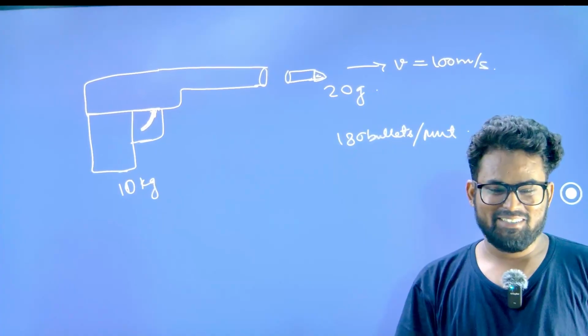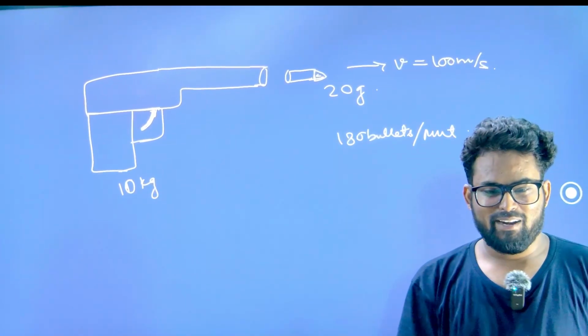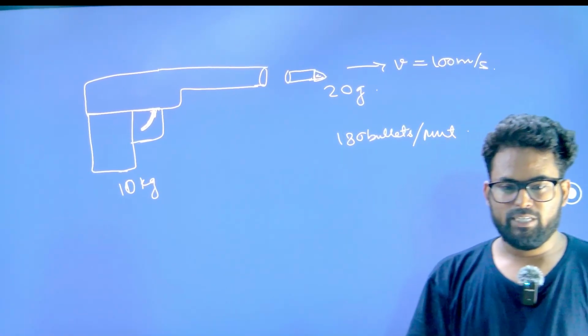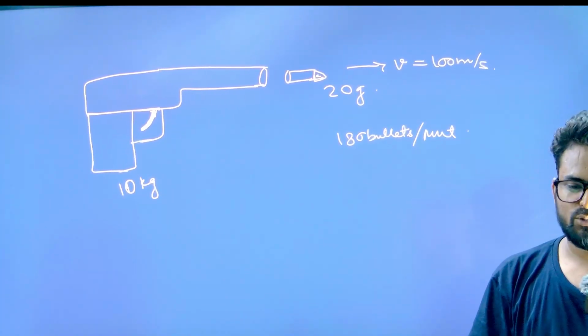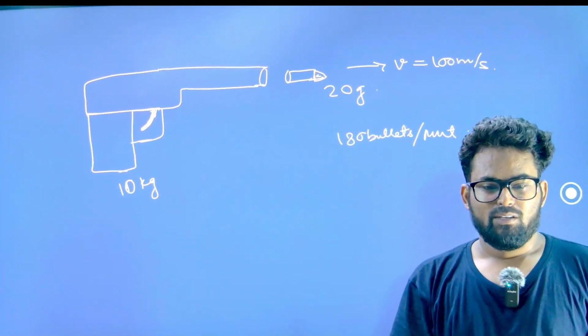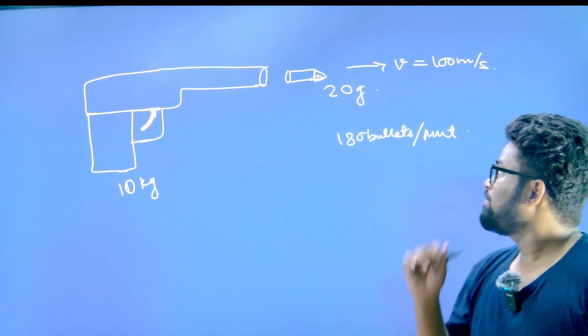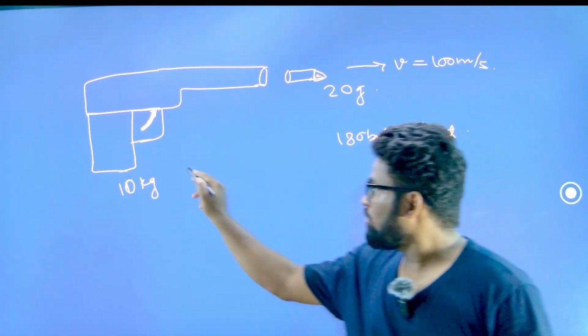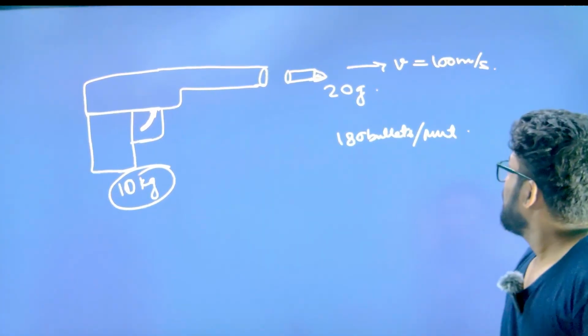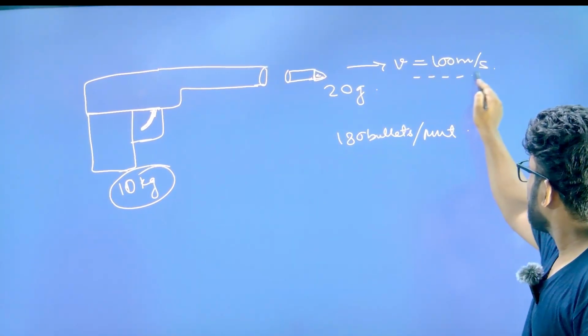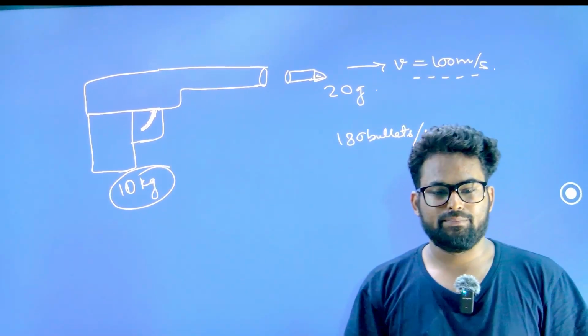So there is a gun which is being fired at a rate of 180 bullets per minute. It's a machine gun, like an automatic rifle. 180 bullets per minute. Each bullet has a mass of 20 grams. The mass of this gun is 10 kilograms. And the bullet velocity is given as 100 meters per second.